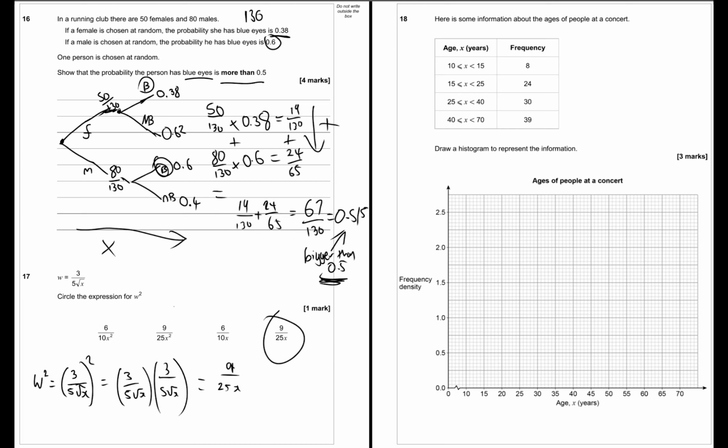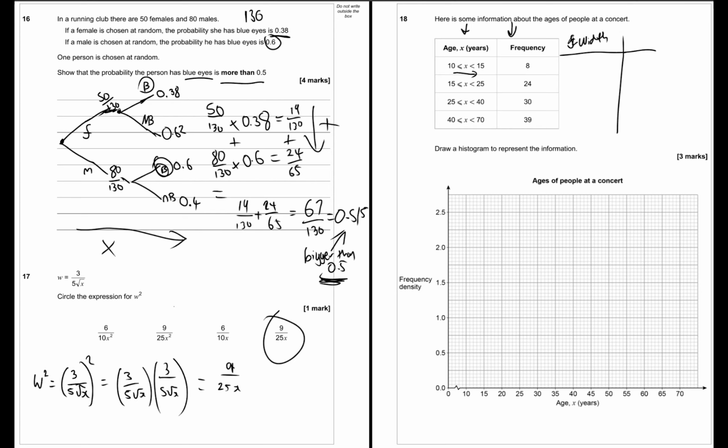Done. Okay, 18. Here is some information about the ages of people at a concert, where you've got the age and the frequency. Draw a histogram to represent the information. Okay, with histograms you want to find the frequency density. To do that, you need to find the width and then do the frequency divided by the width. So let's write down the width. Well, it's not really the width, is it? But for this it helps.